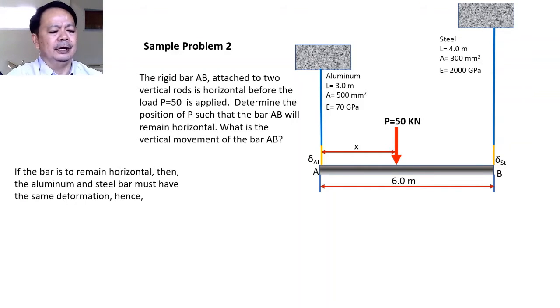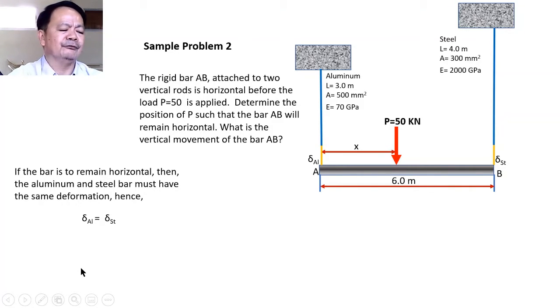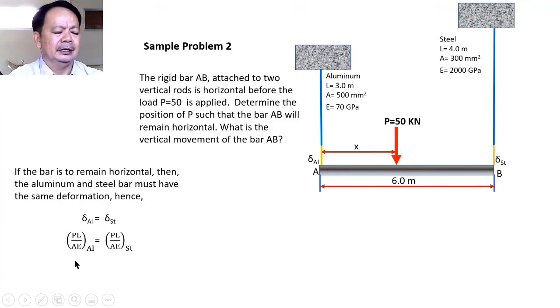Now, if the bar is to remain horizontal, then the aluminum and steel bar must have the same deformation. Therefore, we can say that the elongation of the aluminum must be equal to the elongation of the steel. But we learned that the deformation has the following formula, that it is equal to PL over AE. So if we substitute that formula, I will have PL over AE of the aluminum equal to PL over AE of the steel.